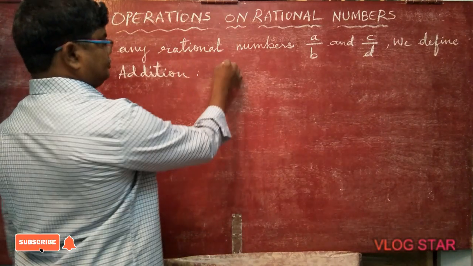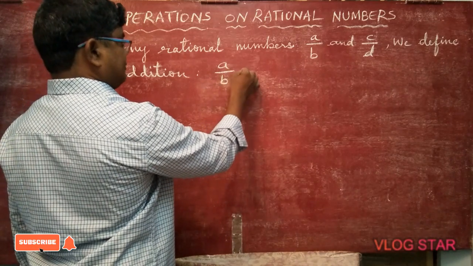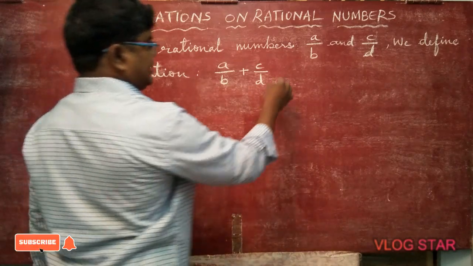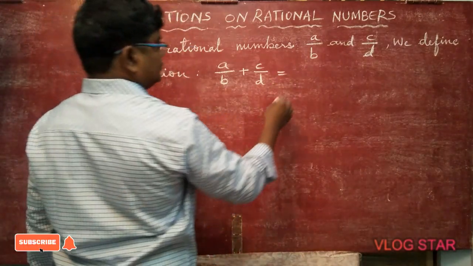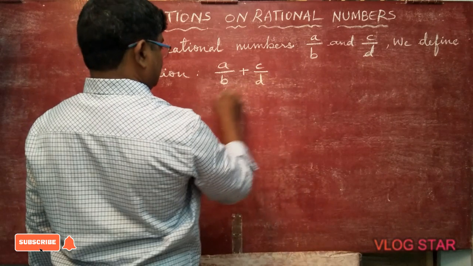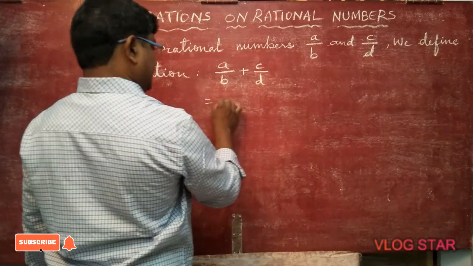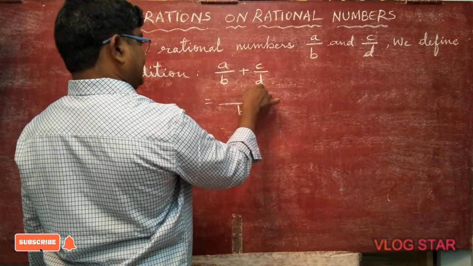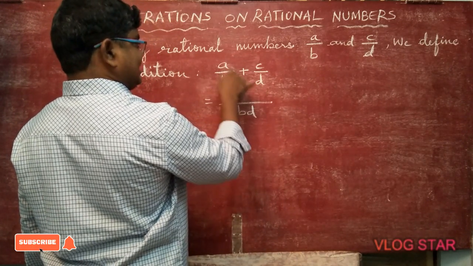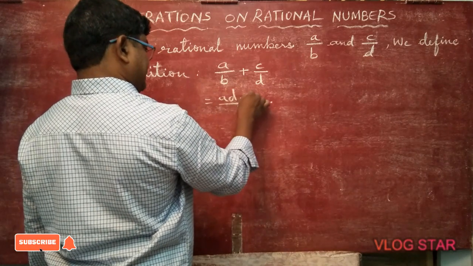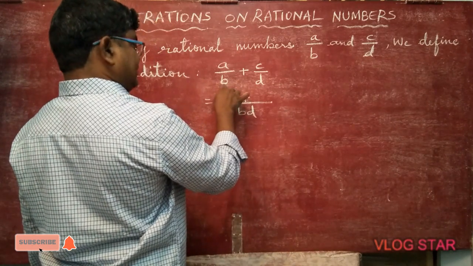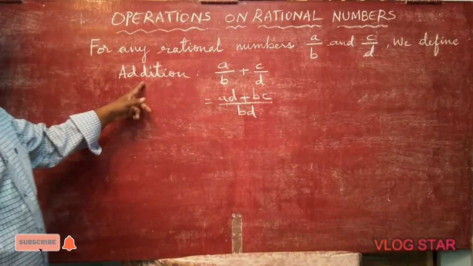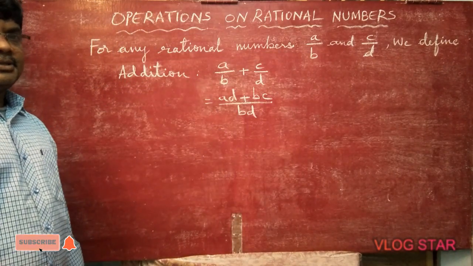For addition, a by b plus c by d is equal to... bd will be the LCM. How many times b goes? d times. d into a, so ad. d, how many times does it go? b times. So plus bc. This is the way of adding two rational numbers.